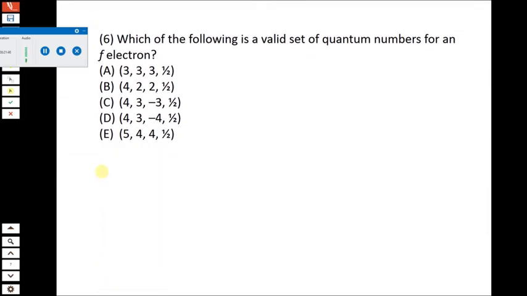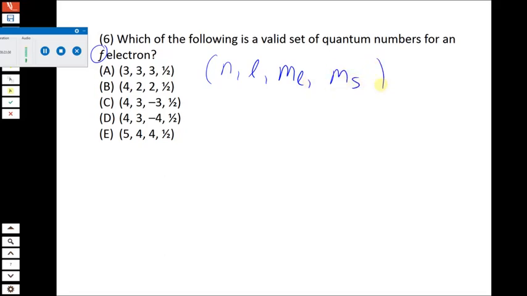So which of the following is a valid set of quantum numbers for an f electron? So we're back to the f subshell again. So this one requires us to think a little bit more completely about the quantum numbers that we have. Which again, there's 4 of them. There's going to be n, l, m sub l, and m sub s.